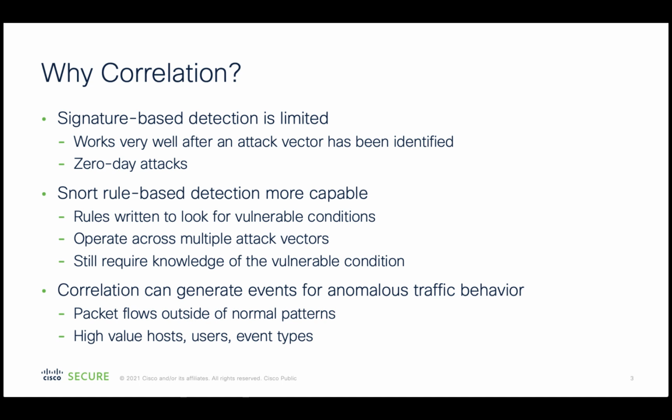So why do we have correlation? I mean, you have snort rules, right? We have security intelligence, we have file and malware, we have lots of things. Well, anything that's signature based is limited. Signatures look for specific bytes maybe or strings or a specific attribute in an attack, right? So you have to know what you're looking for to find it.